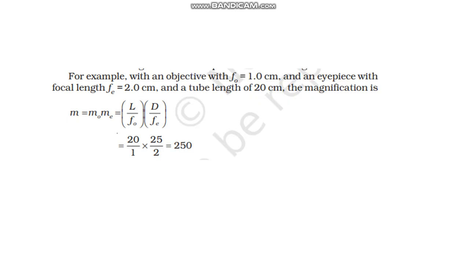If you see an example, the fo value is given. The objective focal length is provided, the eyepiece is provided, and the tube length L value is given. You have to find the total magnification. So multiply both the magnification factors, L by fo into D by fe. So you are getting a magnification of 250. It is highly impossible with a simple microscope. A simple microscope will never achieve this kind of magnification.